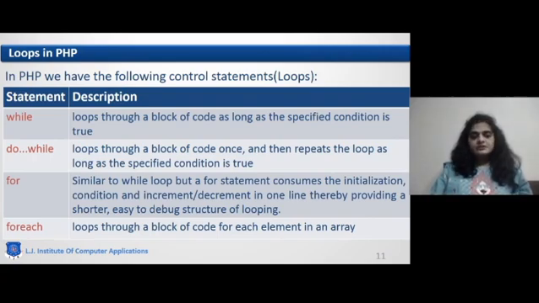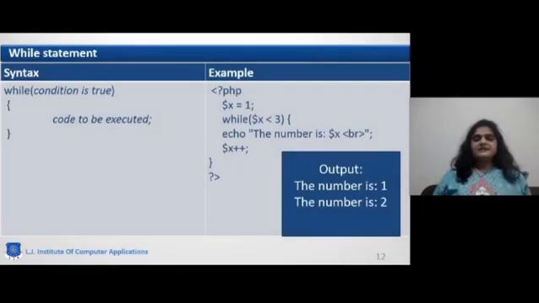Next is the foreach loop. Foreach loops through a block of code for each element in an array. That is, the foreach loop is used to display an array or to do any specific operations on an array. Let's understand one by one.